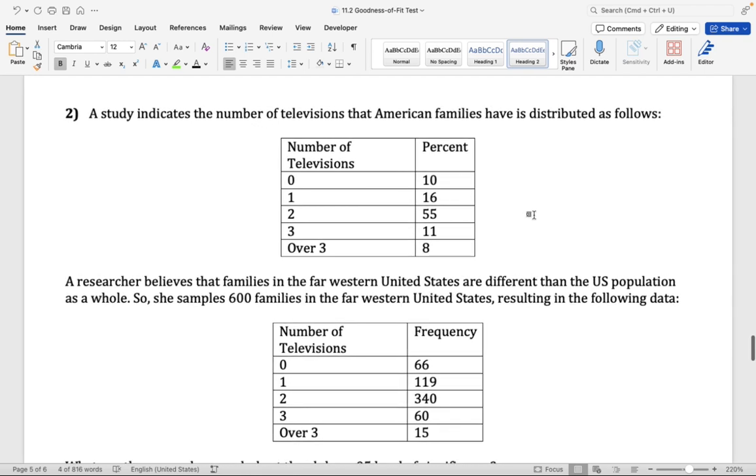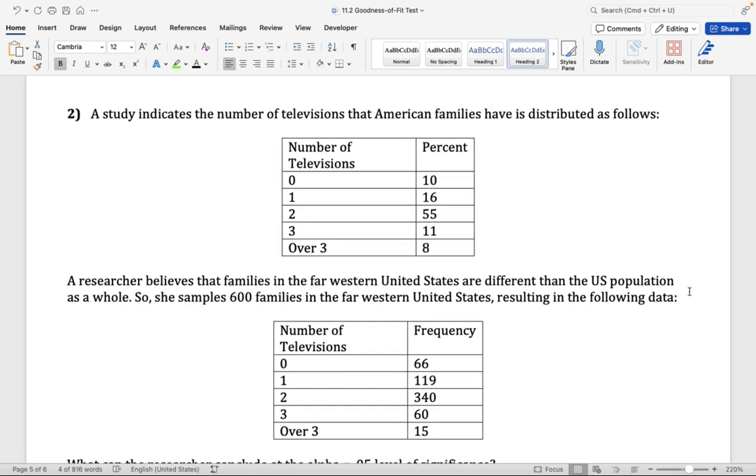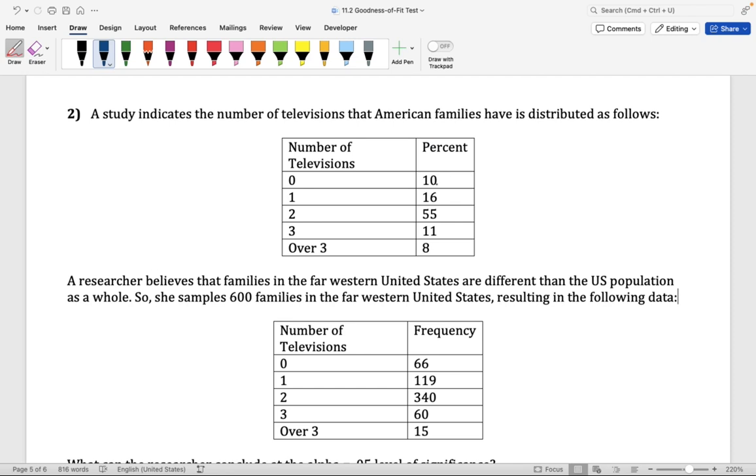So let's start by reading the problem. We're going to be making notes as we go. A study indicates that the number of televisions that American families have is distributed as follows. On this table, we see that 10% of American families have 0 televisions, 16% of the American families have 1 television, 55% of the families have 2 televisions, 11% of the families have 3 televisions, and 8% of the American families have over 3 televisions.